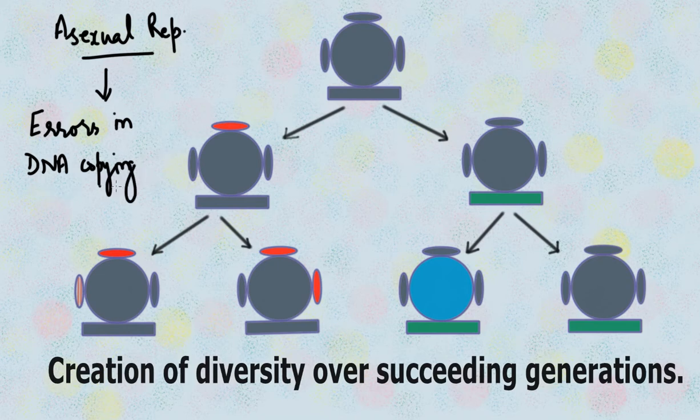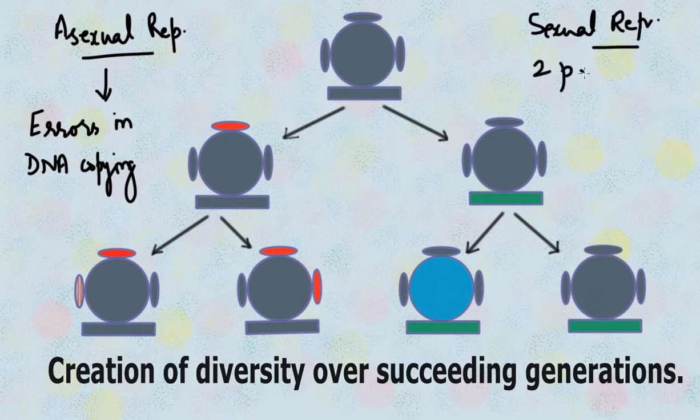This DNA copying is also known as replication. So during replication, or during DNA copying, chance errors are caused, which result in variations. But in case of sexual reproduction, what happens?